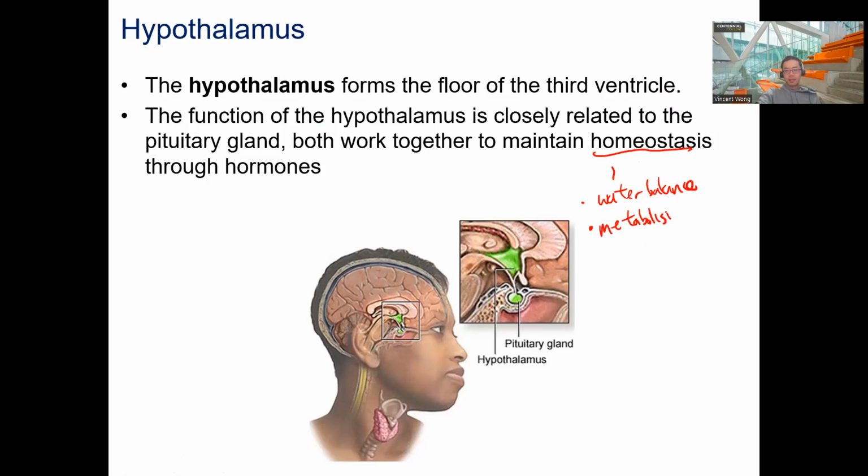Metabolism, just to name a few. Body temperature. So all these are going to be regulated through hormones. You're going to hate me when we get to lecture 12 when we learn all the hormones. There are like 24 of them in total, and yeah, we're going to have fun memorizing it. So that's that.